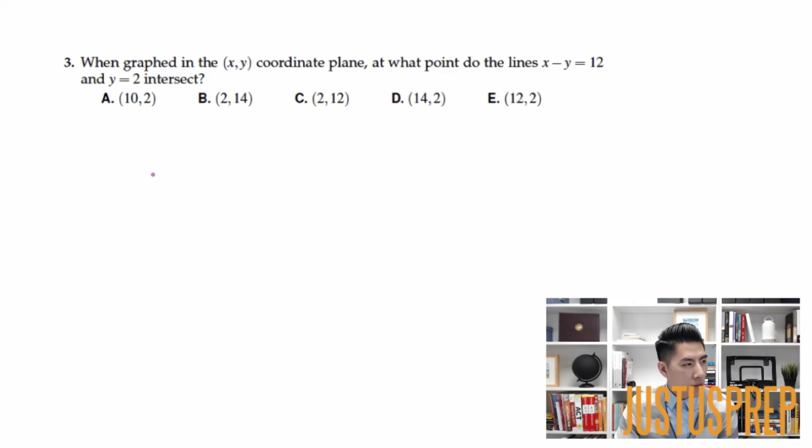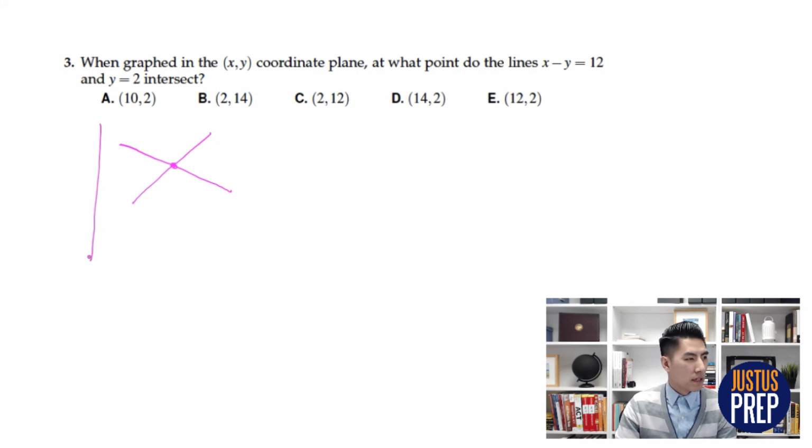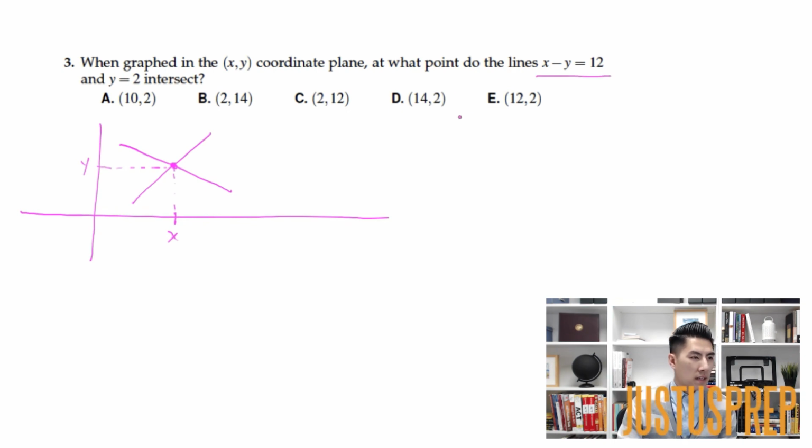All right, question number 3. When graphed in the xy coordinate plane, at what point do the lines x minus y equals 12 and y equals 2 intersect? If we're looking at 2 lines that intersect, right? If we are graphing them on a coordinate plane, let's say the coordinate plane looks like this. We see that it's going to have some x value. So there's one x value and one y value that both lines share. That's what we're trying to find. So we have one line, x minus y equals 12, and the other one is y equals 2.